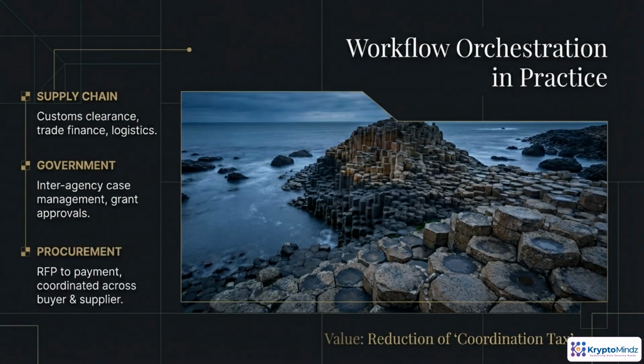Workflow orchestration is where blockchain starts to feel very concrete. Think of customs clearance or trade finance. Today, each party runs its own workflow, reconciles later, and pays a coordination tax in delays and disputes. With a shared ledger, the workflow becomes a single, jointly managed state machine. The same pattern works for interagency case management, grant approvals, or procurement from RFP to payment. Everyone advances the same record, with rules enforced by smart contracts, not email threads.